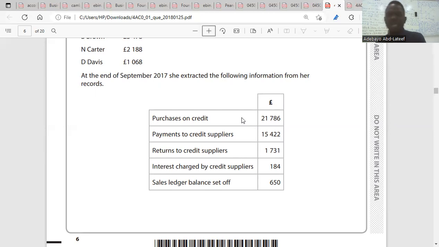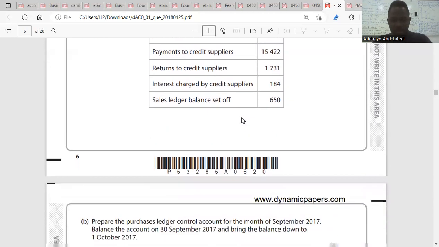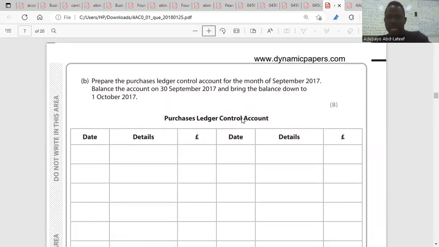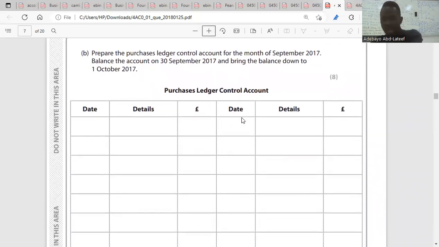Are you with me? Now, how do we open this transaction? Now we have to post this transaction. Yes, it says prepare a purchases ledger control account. There, are you seeing it?